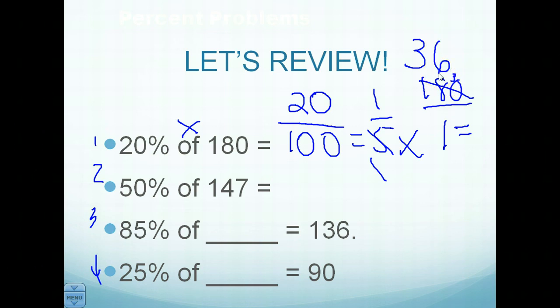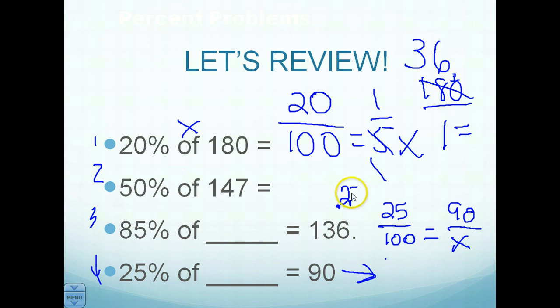Now you're going to do 2 and 3 on your own, and then I will help you with the last one. The last one, you could do 2 different ways as I showed you before, where you could do 25 over 100 equals 90 over blank, because we don't know the total. And then you could cross multiply, and then you can divide. Or you can do 90 over 0.25. So the 90 portion is the 25% portion. You need to find the whole, the total.